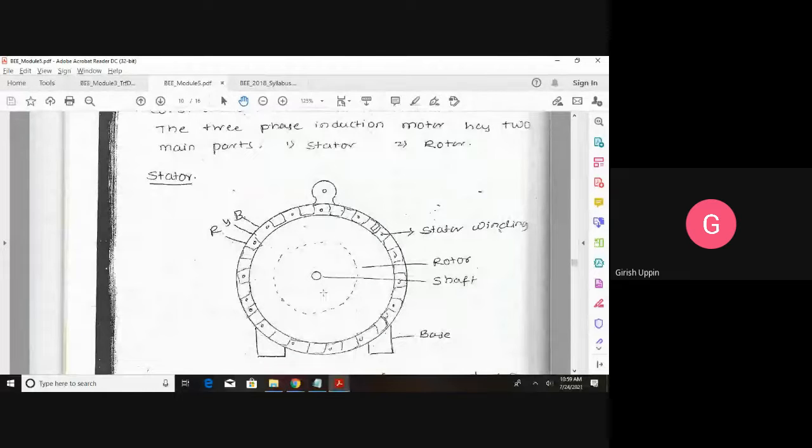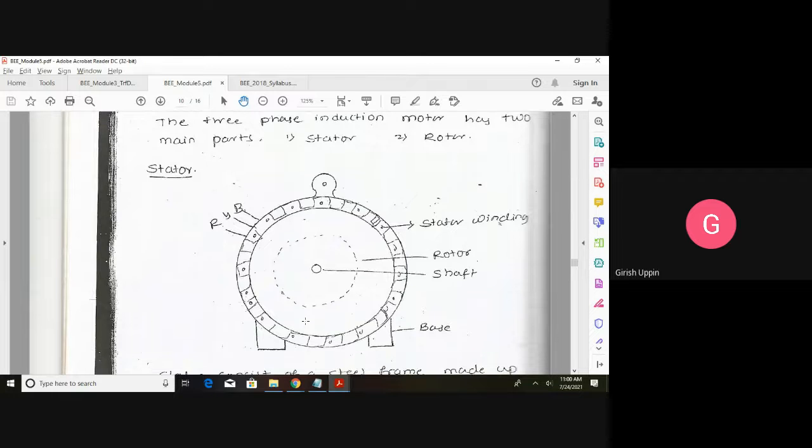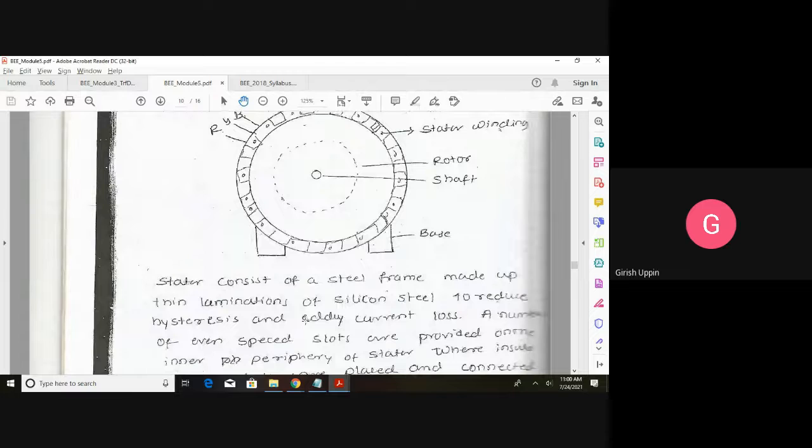Constructional details: similar to an alternator, it has two main parts, the stator and the rotor. The stator is a stationary part having slots on the inner periphery, and it has the three-phase winding, to which we give the three-phase AC supply. And for the rotor, there are two types: squirrel cage and wound type. Based on whether all the conductors are short circuited or we have included external resistance, we have the two types of rotors.